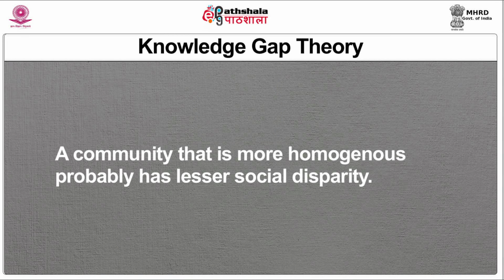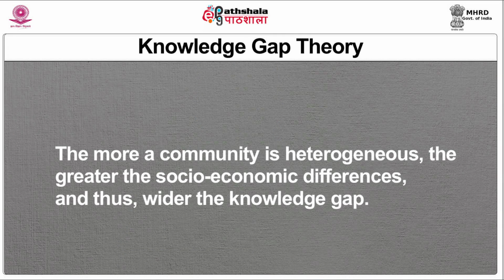A community that is more homogeneous probably has lesser social disparity. As a result, there exists lesser knowledge gap in such communities. The more a community is heterogeneous, the greater the socio-economic differences and thus wider the knowledge gap.